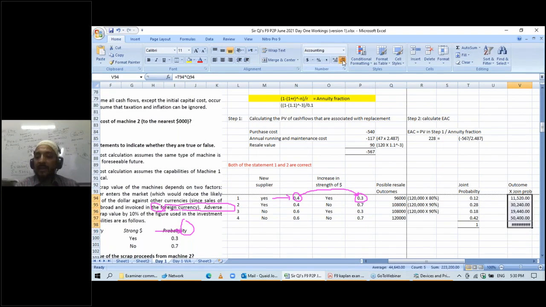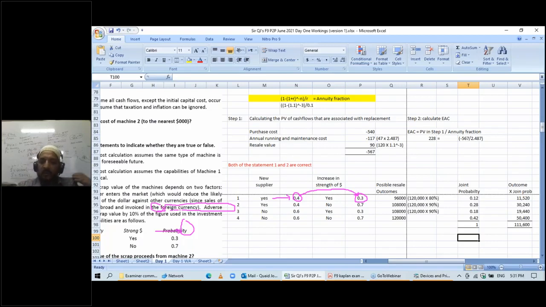So there can be various resale values in future, right? It can be 96,000, it can be 108,000, it can be 120,000. But expected value is an average of all of these. So if 120,000, 96,000, 108,000 keep recurring again and again according to the probabilities which are given, then in several years to come, if you take an average, it will be 111,600. So expected value is a weighted average. So the correct answer to this is 111,600.